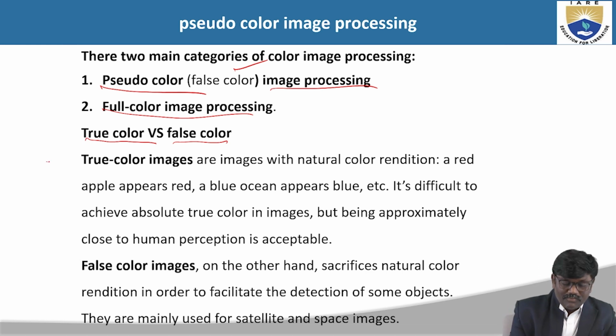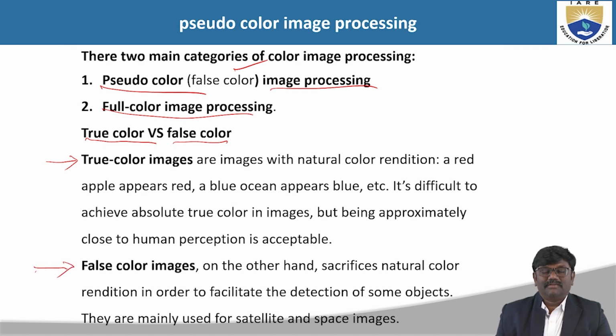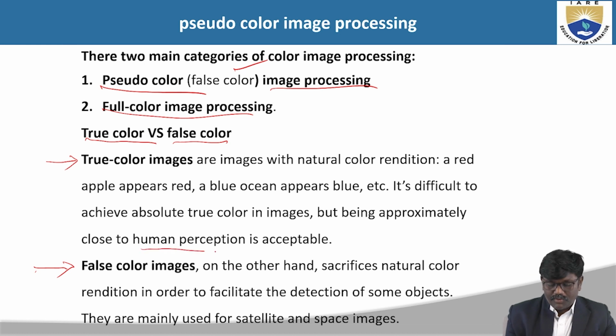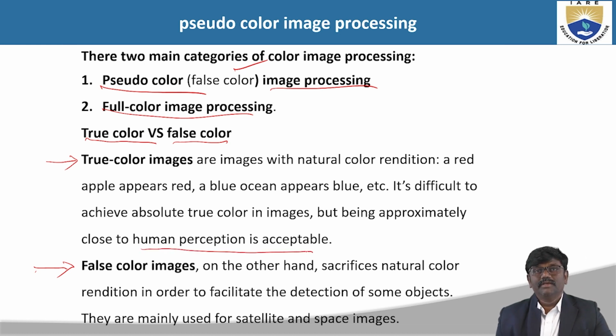So what does it mean, true color? What does it mean, false color images? True color images are images with natural color rendition, nothing but a red apple appears red, a blue ocean appears blue, etc. It's difficult to achieve absolute true color in images, but being approximately closer to human perception is acceptable. Human perception point of view is acceptable.